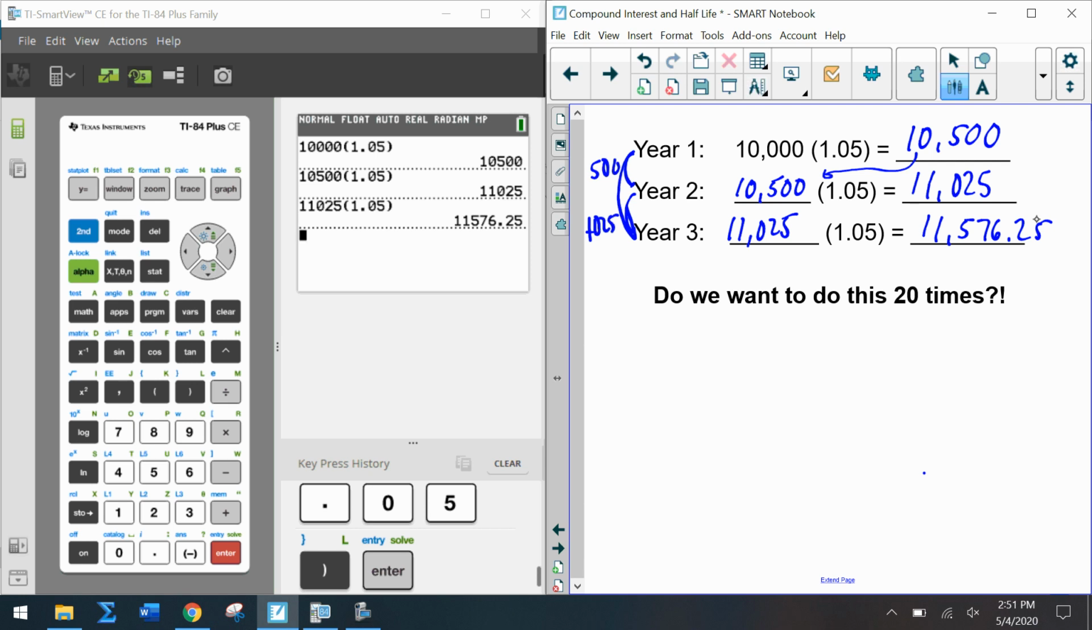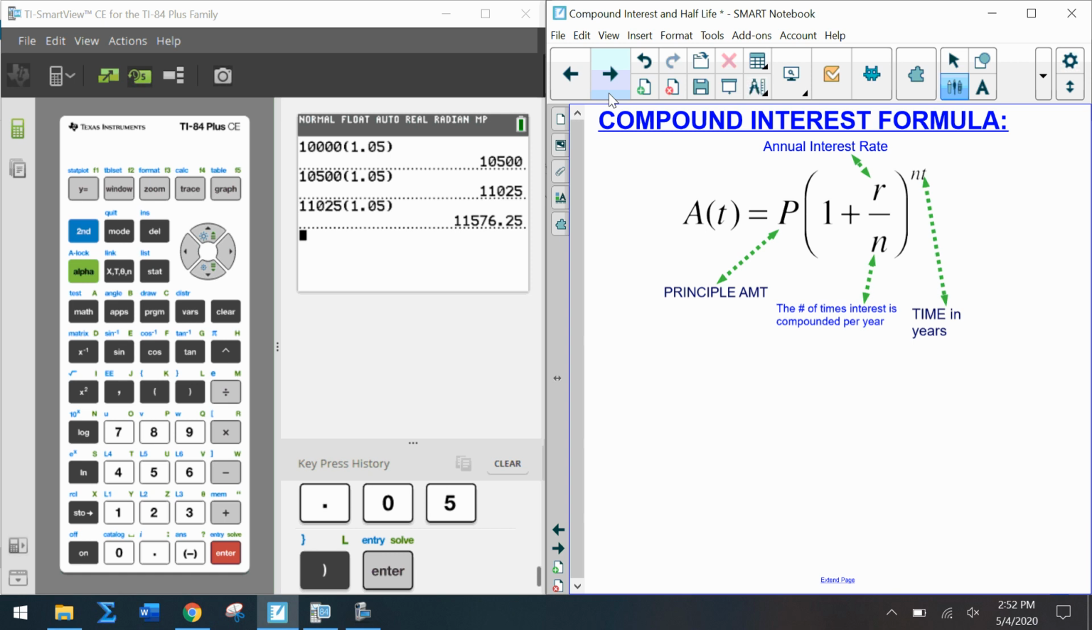Okay, it's increasing. And we don't want to do this 20 times, but what compounding is saying is it's taking the amount that you've earned after year 1 and it's having a new starting amount. Each year you're going to have a new starting amount. I don't want to do this 20 times, so we have a formula that we can follow. I want everyone to write this formula down. It's called the compound interest formula.